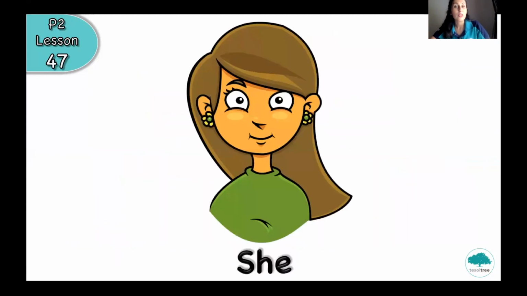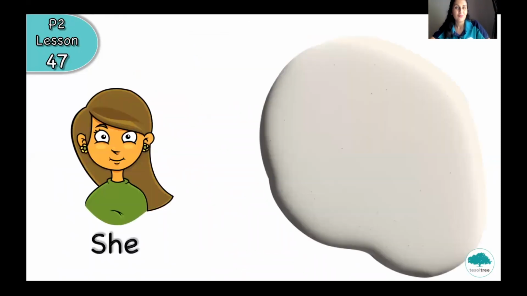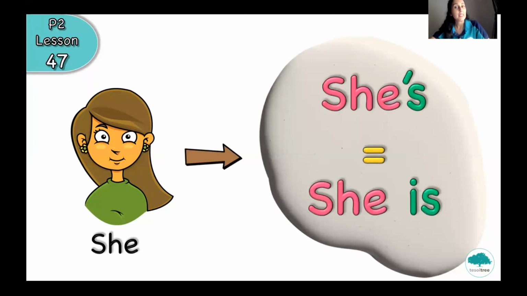Now we are going to review how to use she or he. So, if we talk about a woman or a girl, we use she. And do you remember about she is? It's the same for she's. So she is means she's. So you can use she's short form if you talk about woman or a girl.